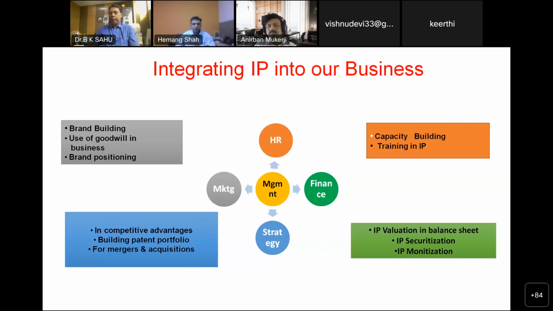How we are building the capacity of our own manpower and our ecosystem to respect IP and leverage IP, building capacity on intellectual property. How we are branding our institution, brand positioning our institution, creating goodwill for our institution, that is important today. And also how we are making it a strategic tool for competitive advantage and in mergers and acquisitions of companies or startups, and how we are making money out of it through IP securitization, IP monetization, and technology transfer.